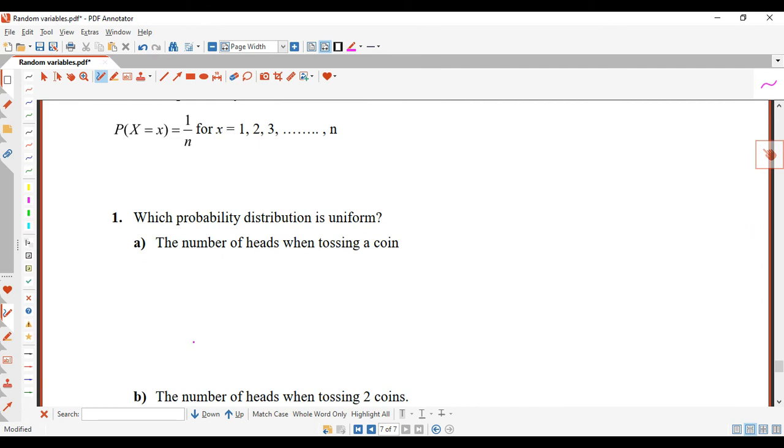Now, let's look at tossing a coin. So tossing a coin, I get probability of heads is equal to 1/2. Probability of tails is equal to 1/2. So you can see that I've got the same probability for each outcome.